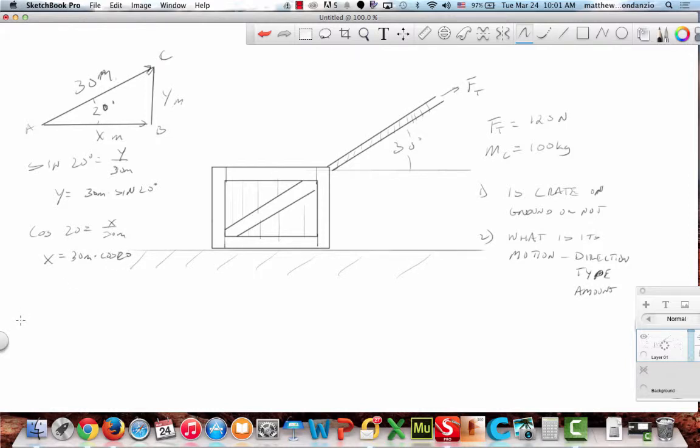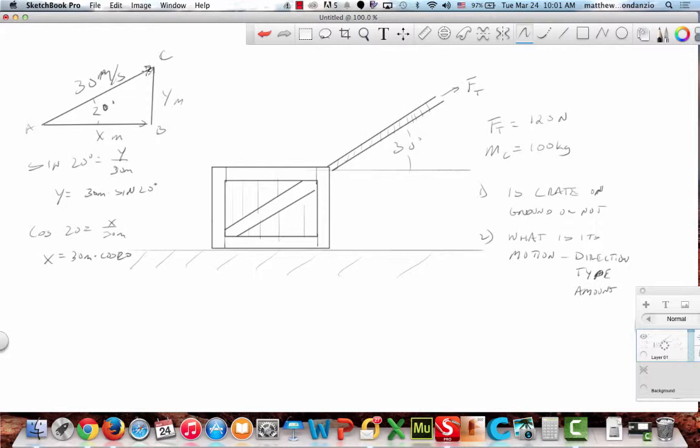Okay, let me ask you a question. What if this is 30 meters a second? Does it change anything mathematically? No. That means that if I'm going 30 meters a second at an angle of 20 degrees, part of my velocity is horizontal and part of my velocity is vertical.